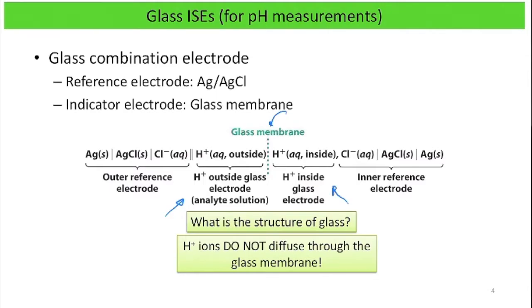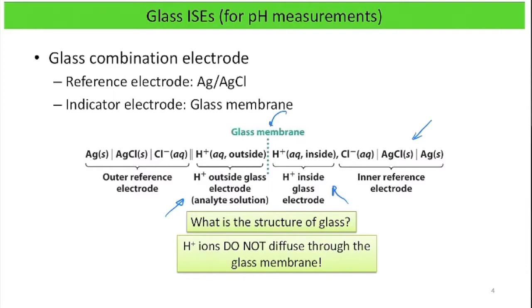Inside the membrane there's going to be a constant concentration of acid, and the concentration of acid inside the electrode is going to be different than that outside the electrode, and that difference is going to determine what the voltage is, which in turn is going to determine what the pH is. Now the inner reference electrode in this case is a silver chloride electrode, and also shown here is an outer reference electrode. So now how does the glass membrane measure different concentrations of H+?